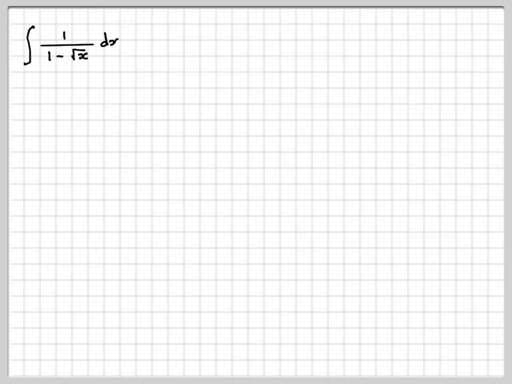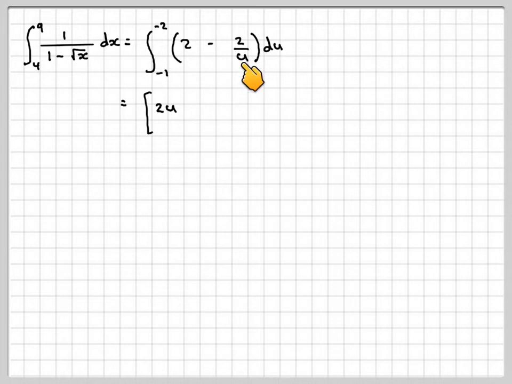We can now integrate this. So the integral of 2 is 2u, and the integral of 2 over u is going to be minus 2 ln of the absolute value of u. We have to use the absolute value, because otherwise when you substitute these negative values in, you won't be able to take ln. So this will be 2 times minus 2.